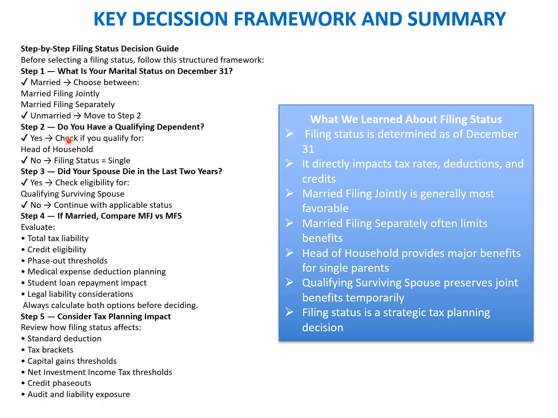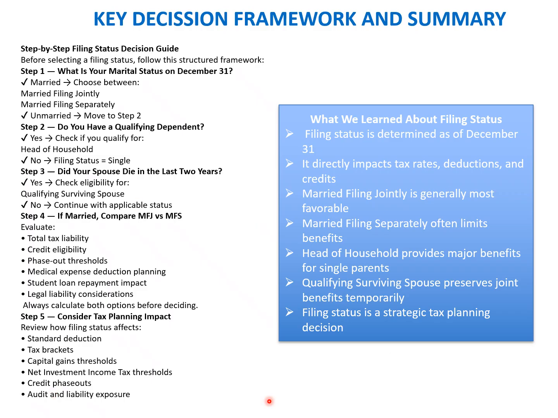Do you have a qualifying dependent? If yes, then check if you qualify for HOH. If no, the filing status is single. Step 3: did your spouse die in the last 2 years? If yes, check eligibility for qualifying surviving spouse. If no, continue with the applicable status. And if married, compare MFJ versus MFS. Evaluate your total tax liability, credit eligibility, phase-out thresholds, medical expenses, and other benefits that accrue. And then finally consider the tax planning impact. Review how filing status affects the standard deduction, tax bracket, capital gain threshold, net investment income tax threshold, credit phase-out, and the audit and liability exposure.